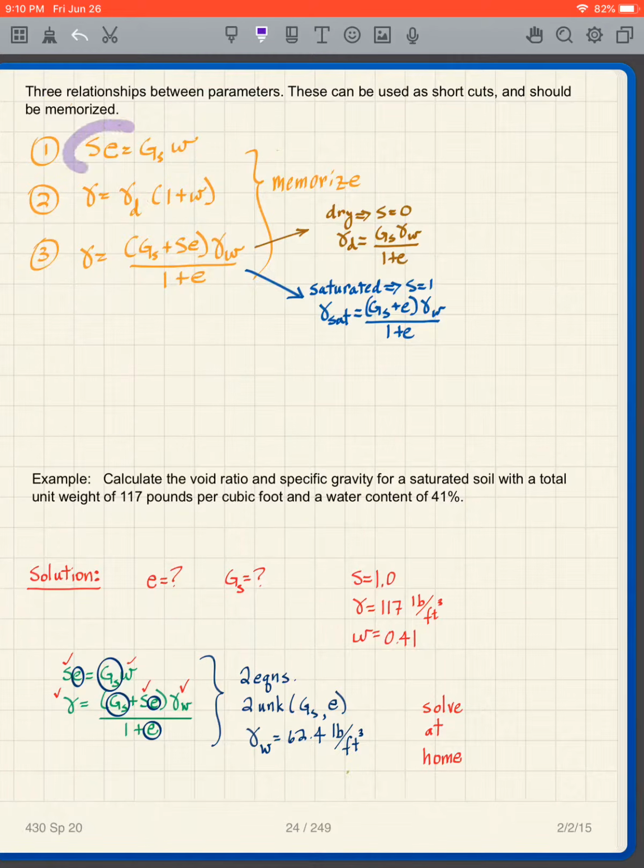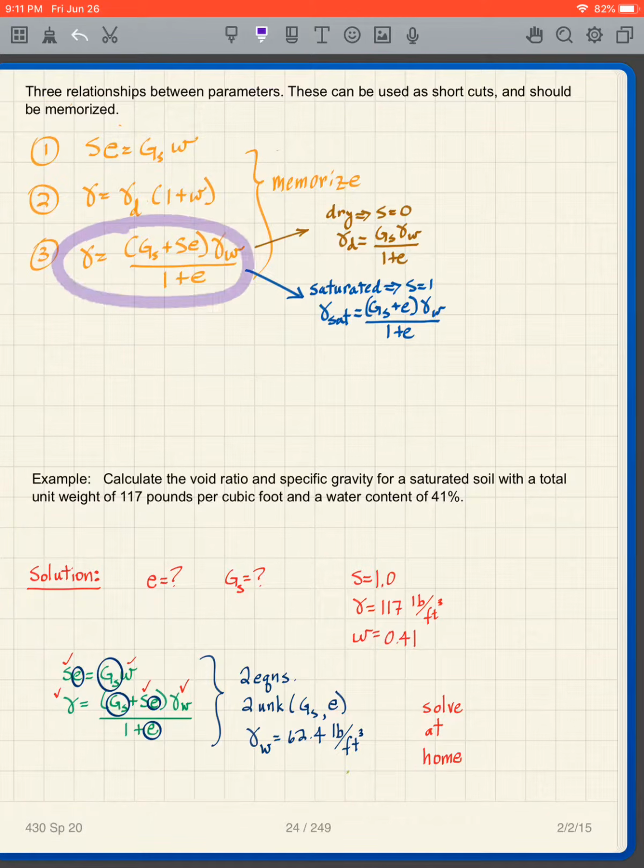Well, S times e is equal to G sub S times w, water content. Gamma is equal to gamma d times 1 plus small w, the water content. Gamma is equal to G sub S plus S times e, quantity times gamma w over 1 plus e.